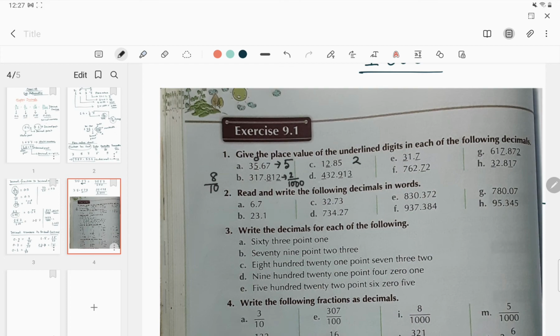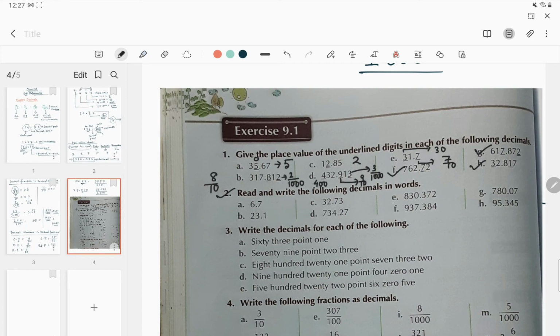For question number D, for 4 it would be 400. For the 9, it is 9 by 10. For 3, it is 3 by 1000. For 31.7, this 3 is to the left of the decimal point, so it is 30, and this 7 is 7 by 10. Okay, 7 by 10. Similarly, question numbers F, G, and H are your home task. Now come to question number 2.